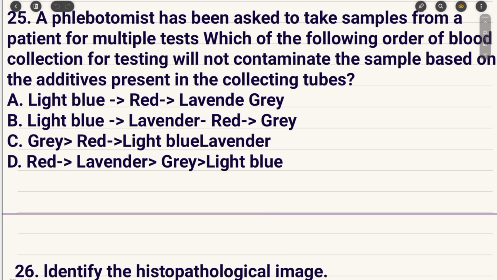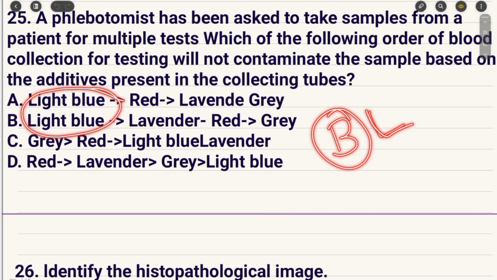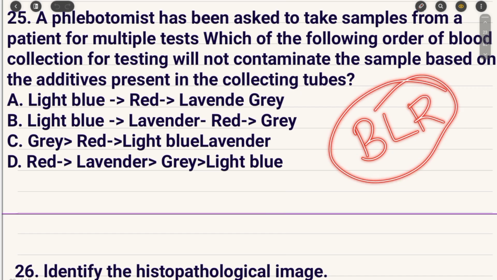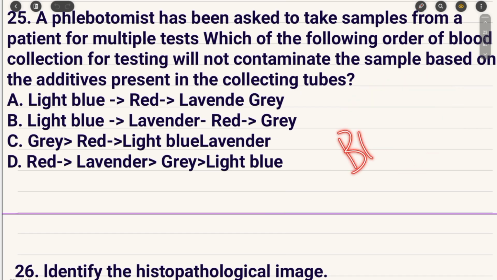What is that order? First thing you have to draw is the blood culture, because blood culture is sterile, isn't it? The sterile thing we have to draw first, but here the blood culture option is not given. Next, coming to the blue, B is blood culture. Next, coming to L, that is light blue, so option A is correct. Okay, next you can remember BLR. BLR refers to Bengaluru. L is for light blue, R is for red.